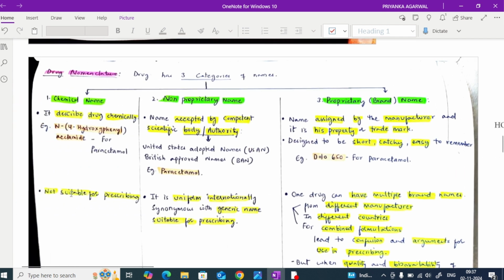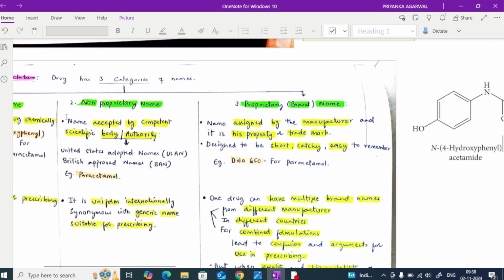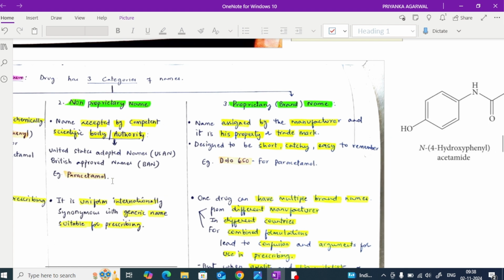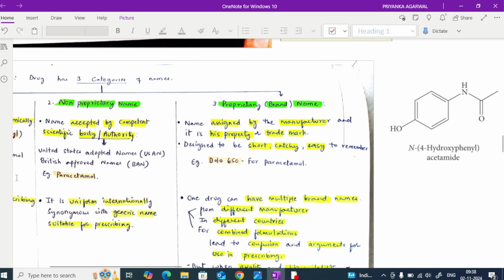This is not suitable for prescribing. That makes sense, right? We cannot remember this chemical name for prescribing. Now coming to the non-proprietary name. It is the name accepted by a competent scientific body or authority, like United States Adopted Names and British Approved Names, so USAN and BAN. An example would be paracetamol. You can see that here, for the same structure the non-proprietary name would be paracetamol. This is uniform internationally and synonymous with the generic name. So when we say generic name, it is nothing but the non-proprietary name, and it is suitable for prescribing.